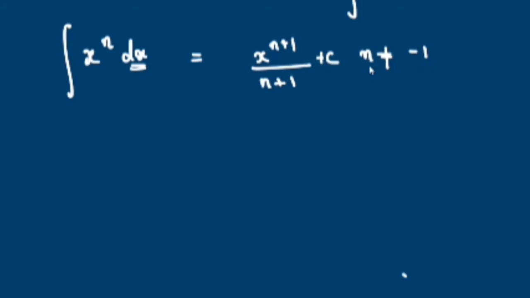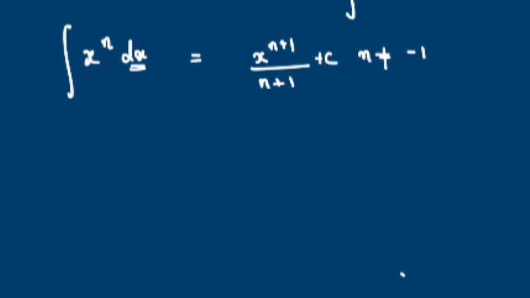N should not be equal to minus 1. If n is equal to minus 1, the denominator will become 0. And when the denominator becomes 0, the fraction is not defined. So except n equal to minus 1, you can use this formula. When n is minus 1, you cannot use this formula. And the constant should always be added.